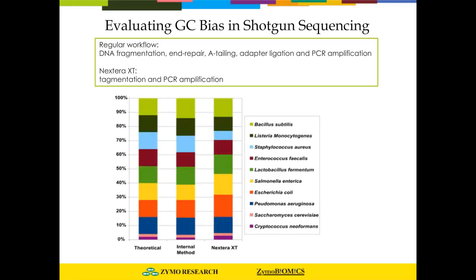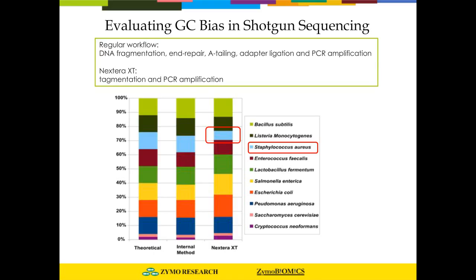We realized there might be some problem with the Nextera XT kit when we compared it side by side with our internal method for shotgun library preparation when using the ZymoBIOMICS standard for shotgun sequencing. The microbial composition shown on this figure was determined by mapping the raw reads against the reference database. They were contained in the standards. And while the results from our internal library preparation method agree almost perfectly with the theoretical value, the results from the Nextera XT kit have some disagreement. And the biggest difference comes from the organism Staphylococcus aureus.